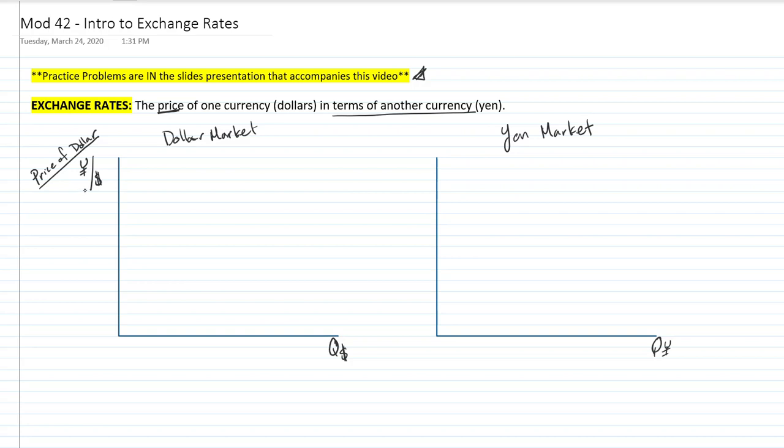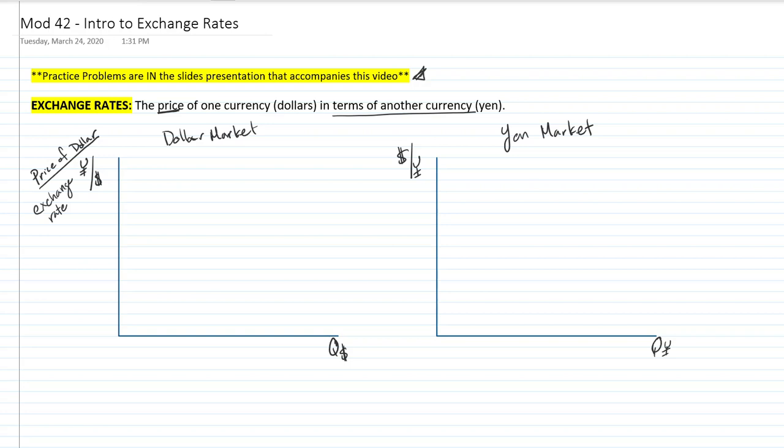So the vertical axis here is the exchange rate, but if we want to be really specific, the exchange rate here is yen per dollar. And in the yen market, it's going to be the opposite. It's going to be dollars per yen. How many dollars are people willing to pay in order to buy yen, or how many dollars do they need to convince someone to sell their yen?